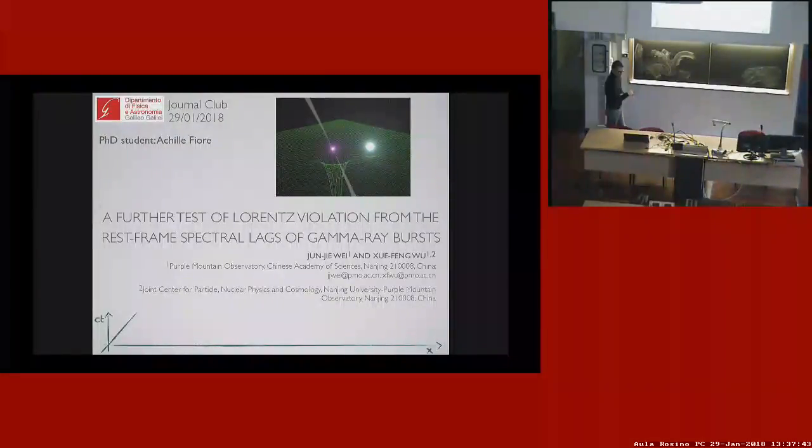Thanks, Mariano. Good afternoon. As you can read from the title of this talk, I am going to present this paper about the Lorentz violation from rest frame spectral lags of gamma ray bursts. These are the three main concepts of this journal club.